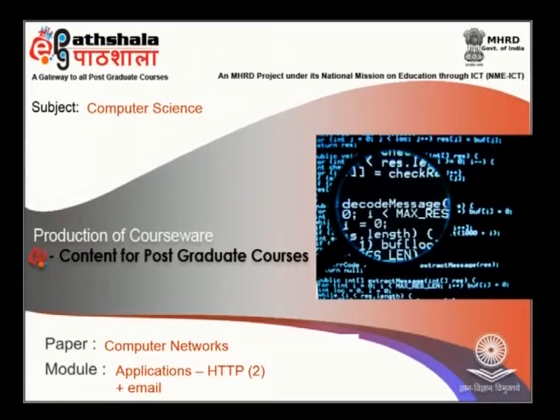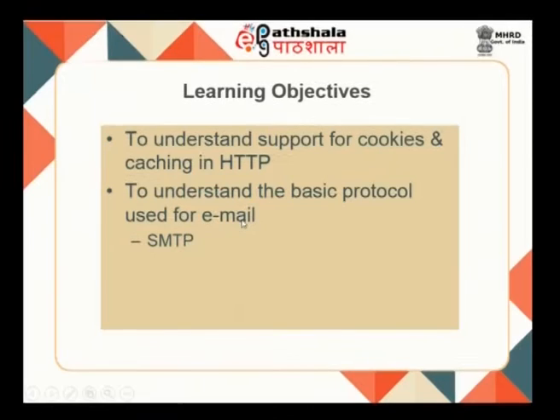What we have been looking at in the previous lecture was basically the HTTP protocol. We are looking at the application layer and at the different protocols that are there at the application layer. So, we looked at the HTTP protocol. In this talk, we will take a look at some additional features used in HTTP in order to support things like cookies and caching, and then we will also take a look at the basic protocol used for email, which is SMTP.